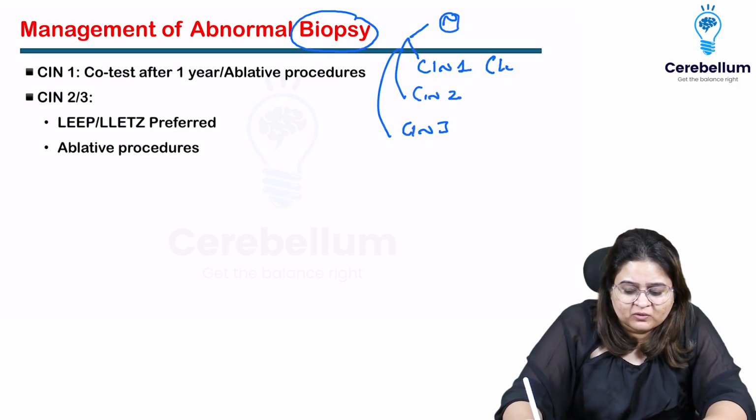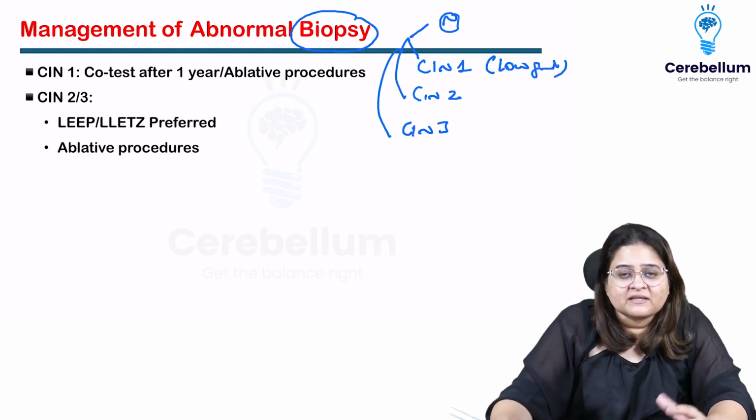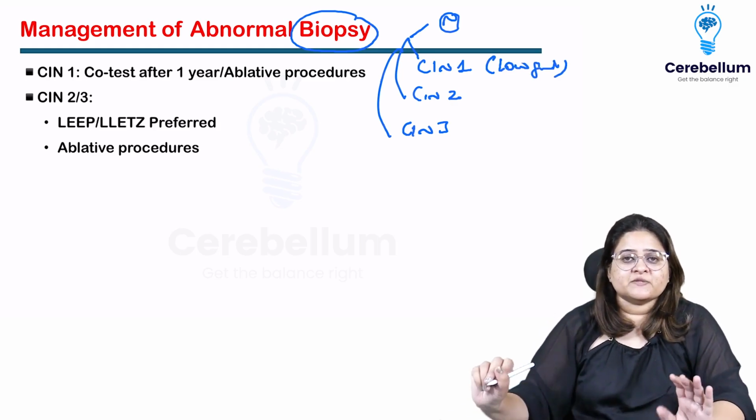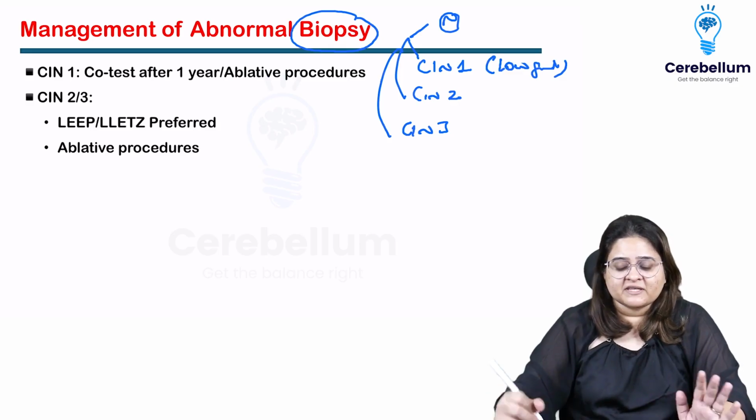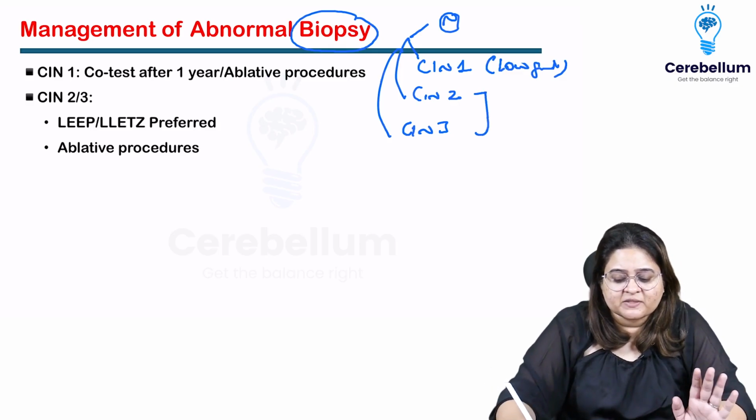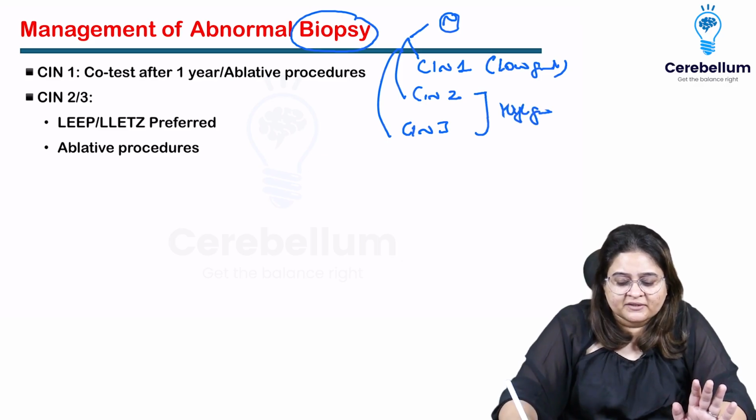CIN1 is usually a low-grade lesion. So if you have LSIL or ASCUS, you usually expect CIN1 to come in the biopsy. If it's a HSIL or ASC-H, you usually expect CIN2 or 3 to come.